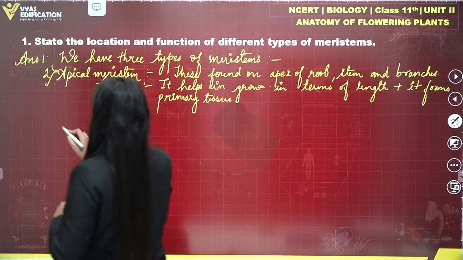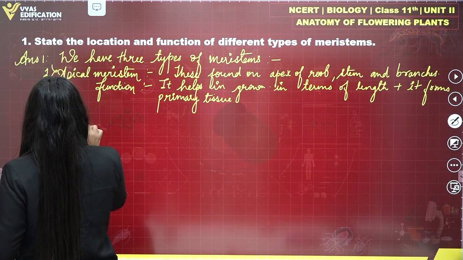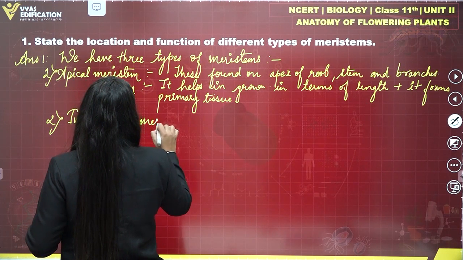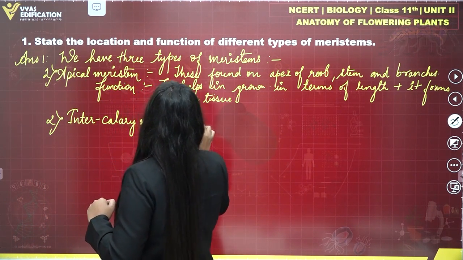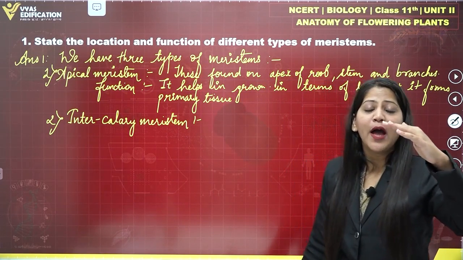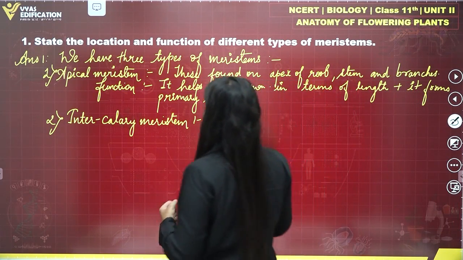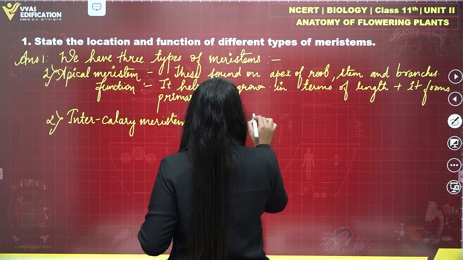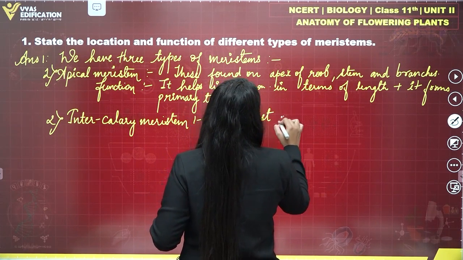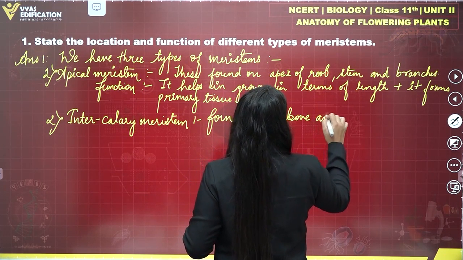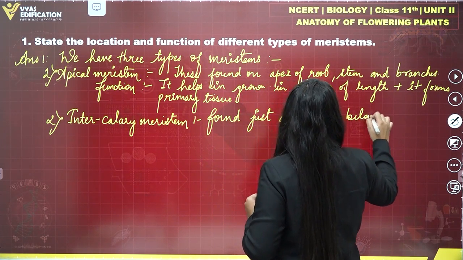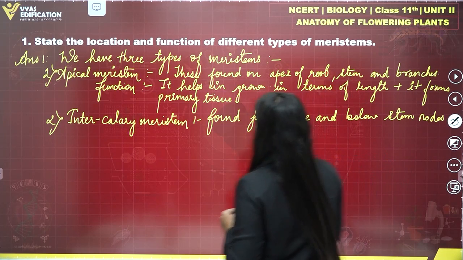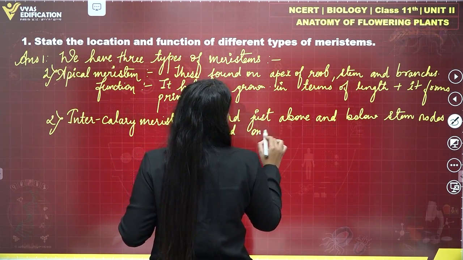Let's come towards the next meristem, that is intercalary meristem. This is the second type of meristem we have, and it is found just above and below stem nodes and on the basis of leaves. So intercalary meristem is found just above and below stem nodes and on leaf base.